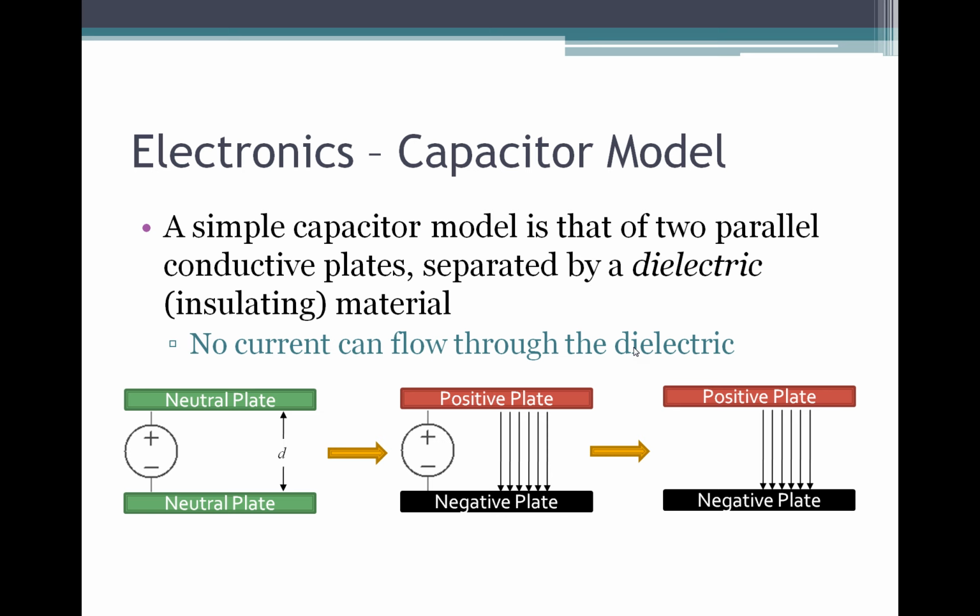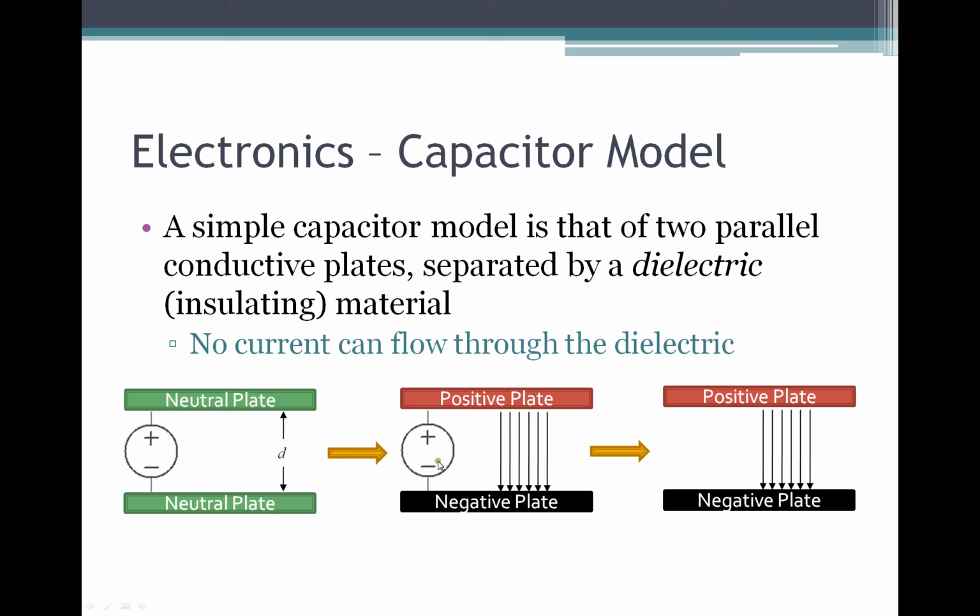So a simple model for a capacitor is that of two conductive parallel plates that are separated by an insulating material, where no current can flow through that dielectric or insulating material. Now, if we take the two neutrally charged plates and we place a potential source between the two of them, that is a power source, then we're going to do work on the charges between the plates and move charges from one plate to the other.